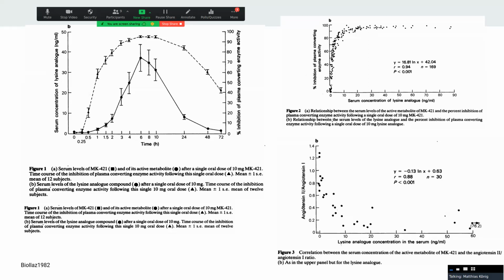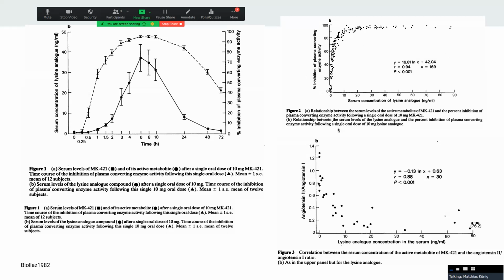This was what we had at the kickoff meeting: this is all much more complicated. The ACE inhibition is pretty straightforward, but how this all relates to blood pressure is much more complicated. It is this whole cascade of what is happening after the ACE is inhibited.